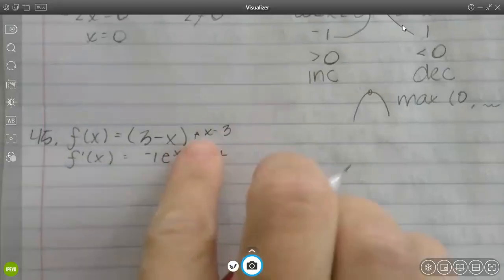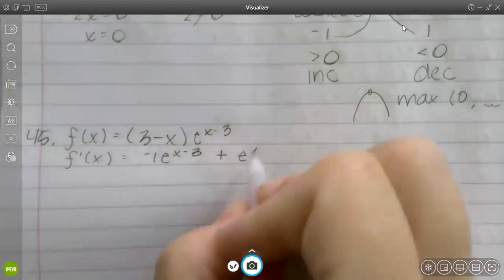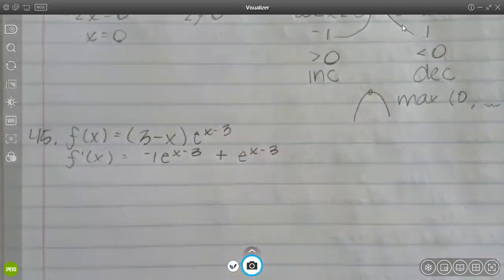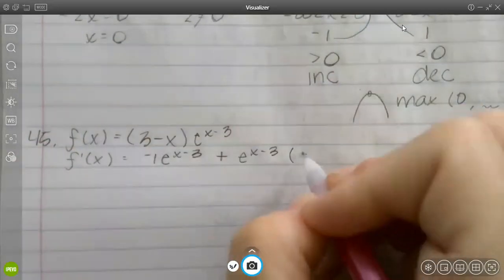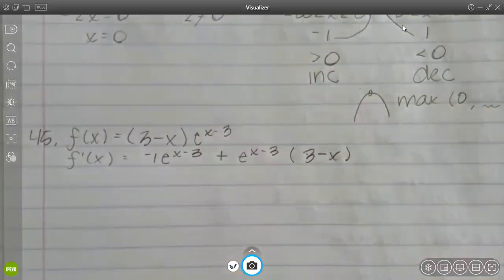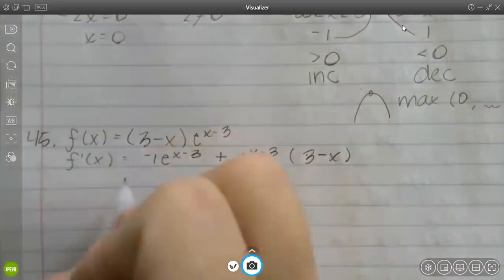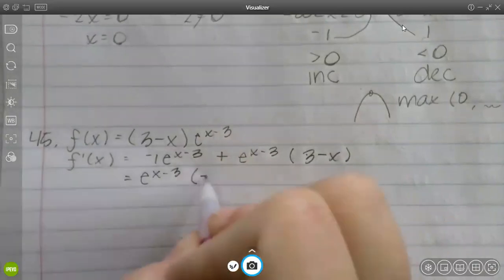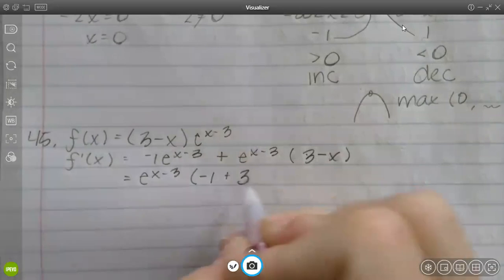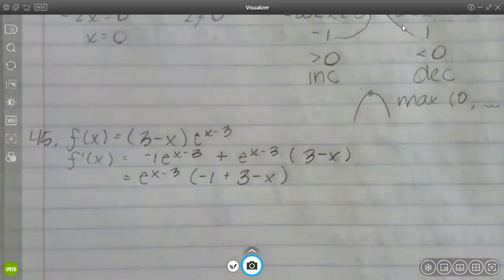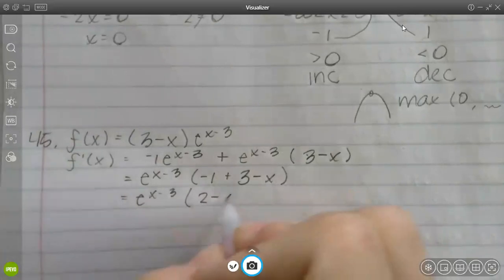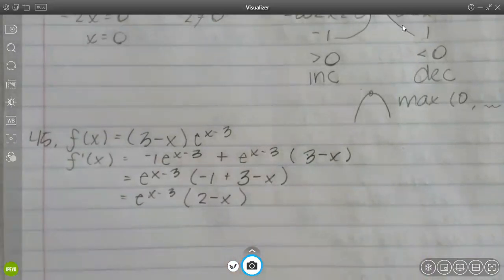Plus the derivative of e to the x minus 3 is e to the x minus 3 times the derivative of the power, which is 1. So I don't need to do that. But don't forget your first one. Write it down again. What do you notice about both of them? So I'm going to factor that out. Leaves me with -1 plus 3 minus x. That gives me e to the x minus 3 times 2 minus x.